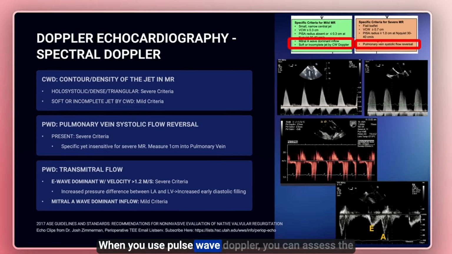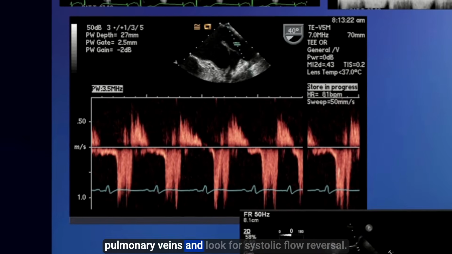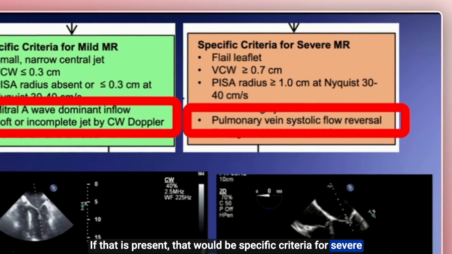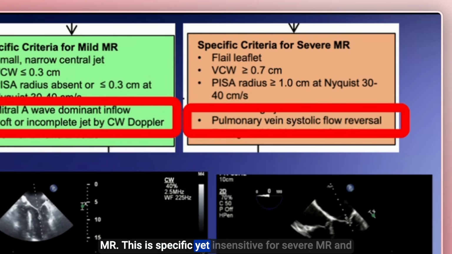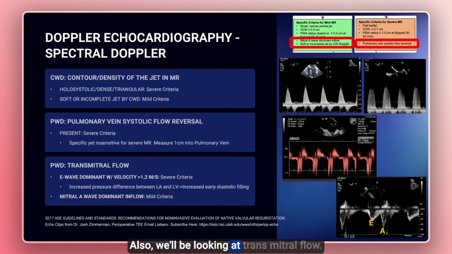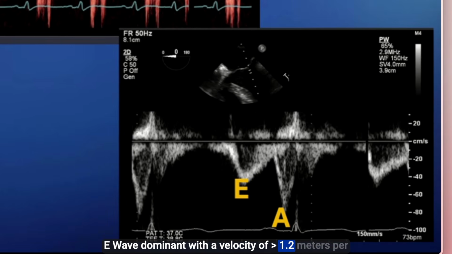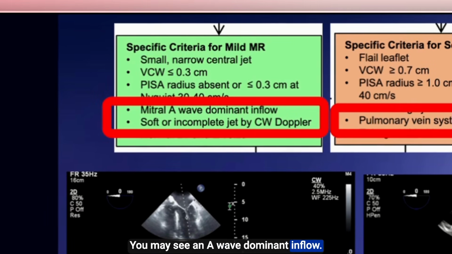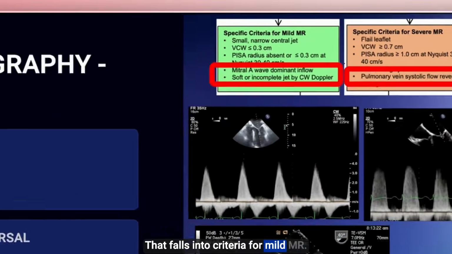When you use pulse wave Doppler, you can assess the pulmonary veins and look for systolic flow reversal. If that is present, that would be specific criteria for severe MR. This is specific yet insensitive for severe MR, and you want to measure this 1 centimeter into the pulmonary veins. Also, we'll be looking at transmitral flow. E-wave dominant with a velocity of greater than 1.2 meters per second would be characterized as severe criteria. You may see an A-wave dominant inflow. That falls into criteria for mild MR.